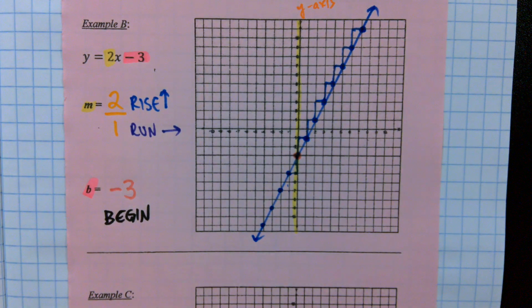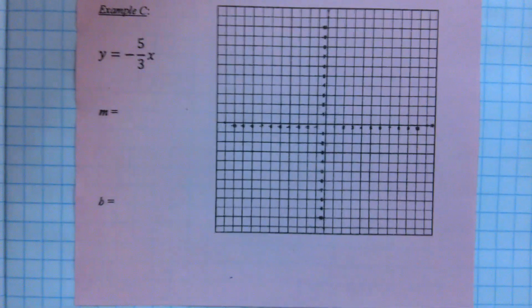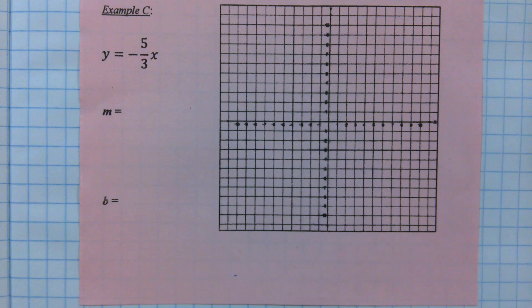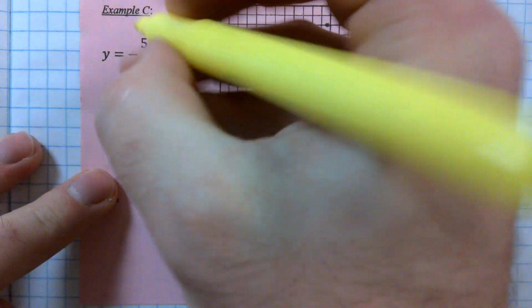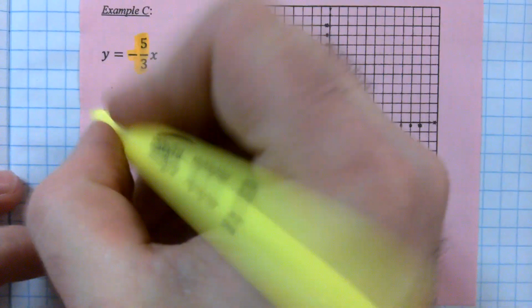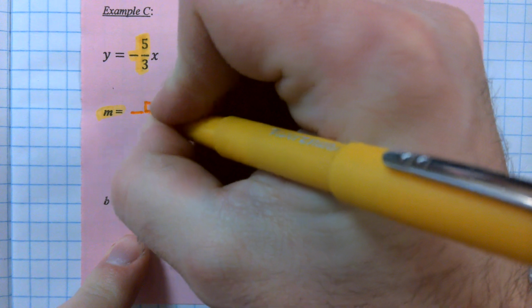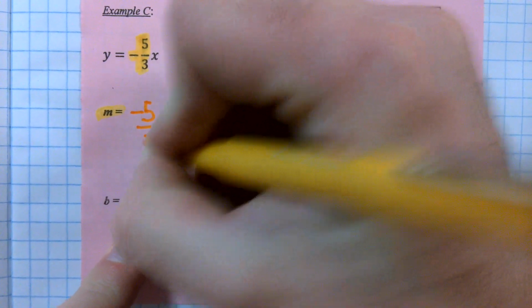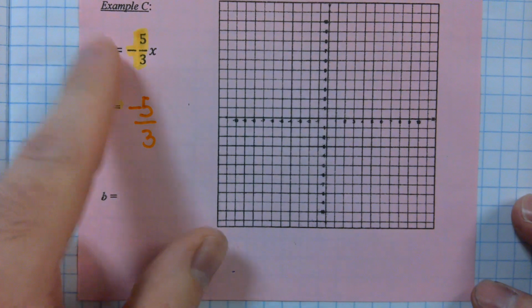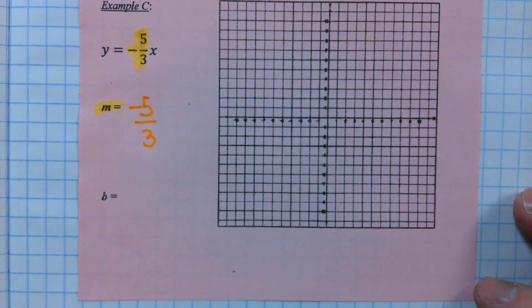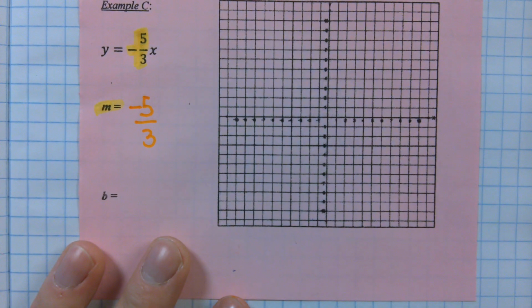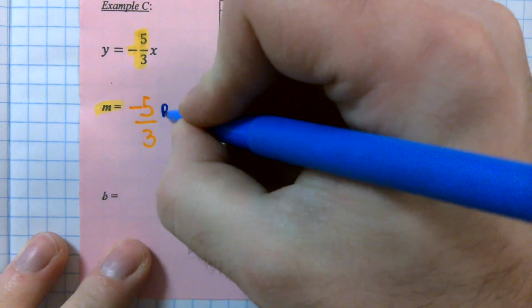Now, example C is a little bit different. Let's take a look. What's my M in example C? -5/3. Perfect. Thank you, Alicio. Now, because it's negative, I want to put my negative in the top. Even though my negative's out in the middle, I want to bring it up to the top. So, my -5 is my rise.